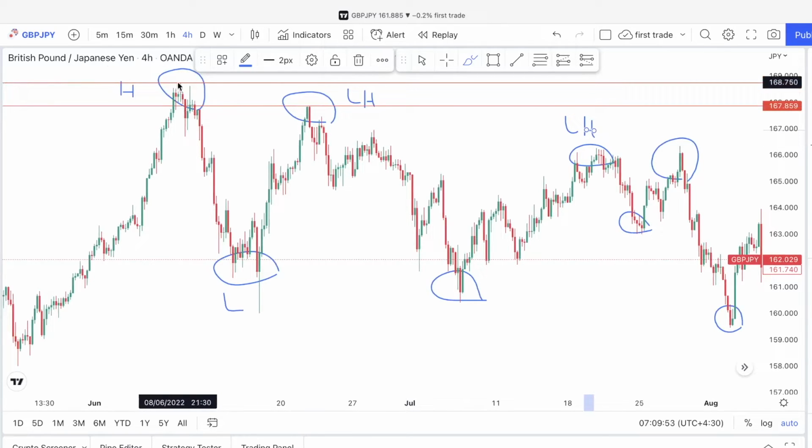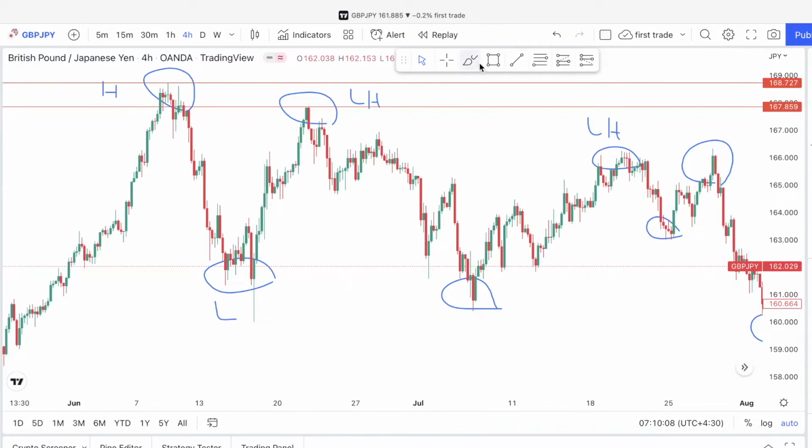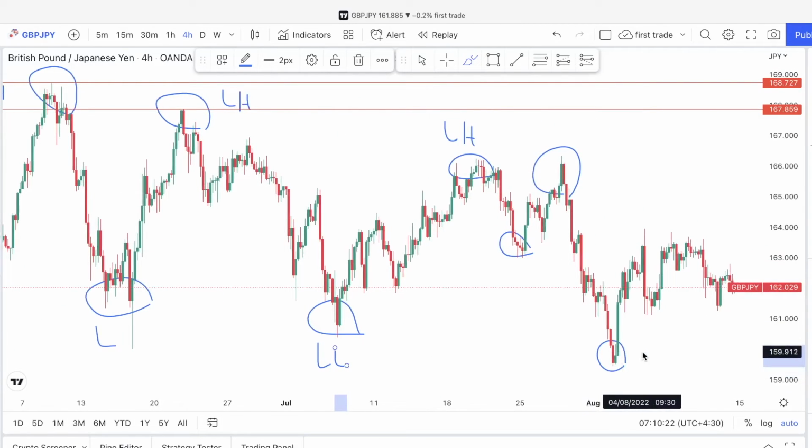So I have a high point here and the next high is lower than the previous high, and then the next high is lower than both the previous one and the one before. On the other side, for the low points, I have this low here and the next low is lower than the previous one. I call it lower low. And also here, same story, lower low.